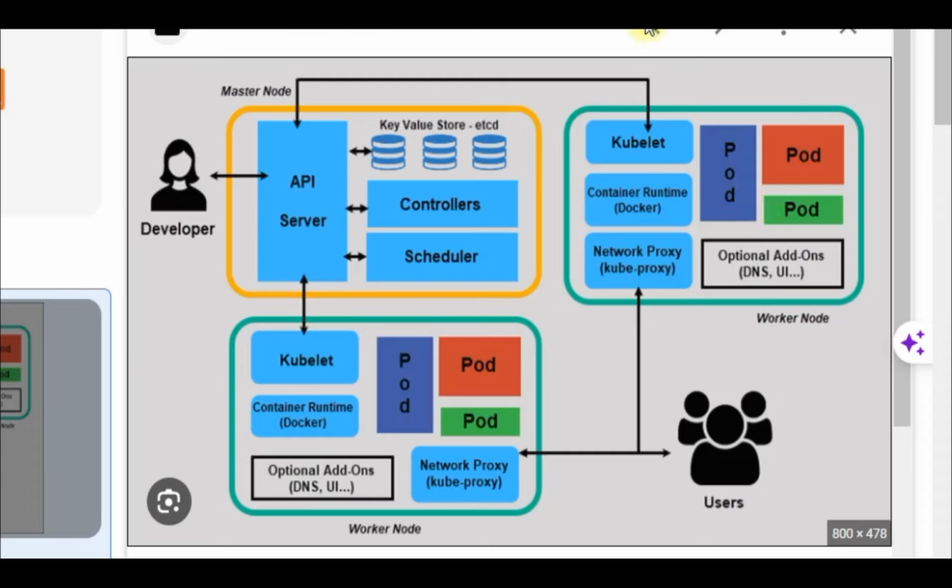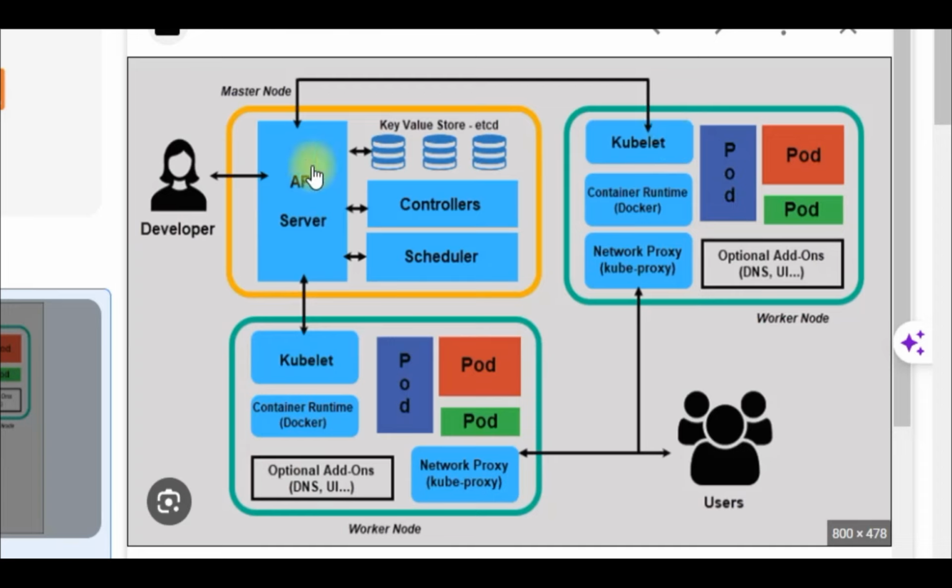How this pod will look and how you need to define it, we will also look at. And the components you are seeing here, like API server, controller, scheduler, and key value store, that is etcd, whatever you name it. These are the four main components of your master node. Here you can see kubelet, container runtime, and network proxy. These are the main components of your worker node.